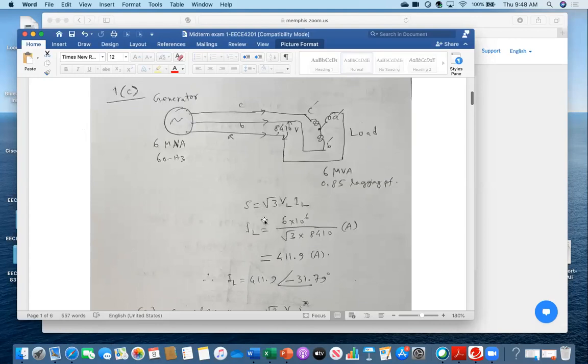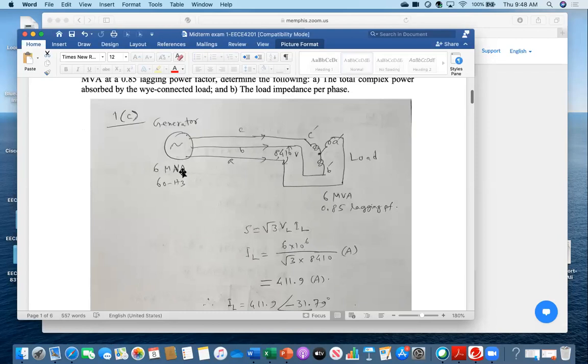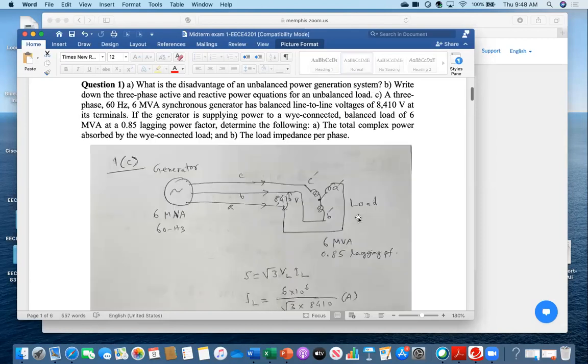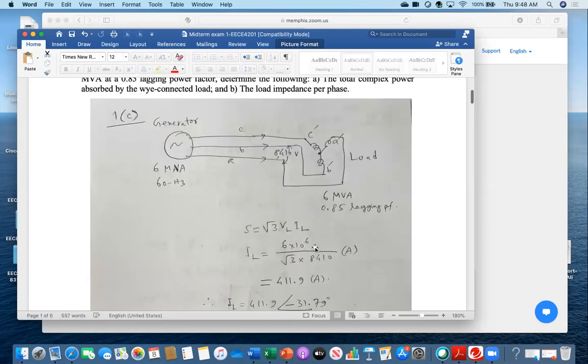Now see, first I am calculating the current. This is the generator. It has 6 MVA capacity, 60 Hertz system, and that is powering a Y connected load. So I have drawn a brief schematic. This is the load. It has 6 MVA with 0.85 lagging power factor, and 8410, that voltage was given. So first, from the load side, I'm writing the apparent power equation, S equals root 3 VL IL.